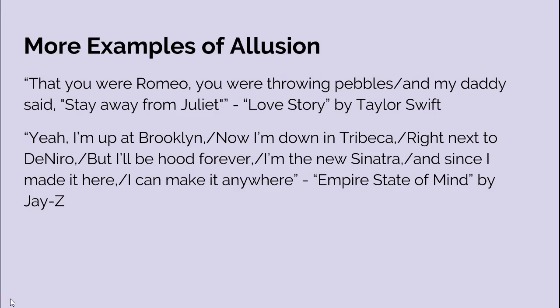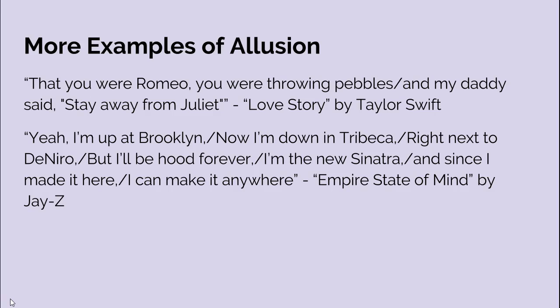In this song, Empire State of Mind by Jay-Z, when he says that he's the new Sinatra, he's making an allusion to Frank Sinatra. Frank Sinatra was a really well-known singer from back in the day, and he was really on top of his game. He starred in some movies. Everybody knew his music. So when Jay-Z is saying he's the new Sinatra, he's saying he's on top of the game. Everybody knows him. He's really kind of the best of the best.